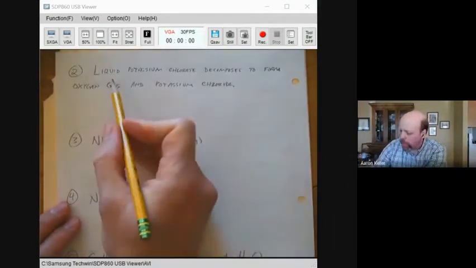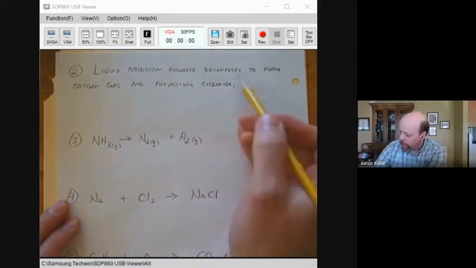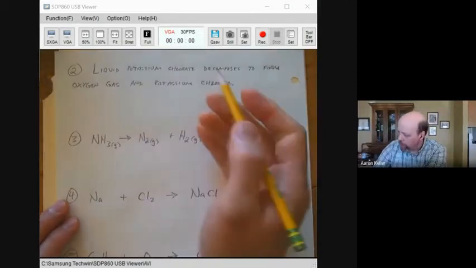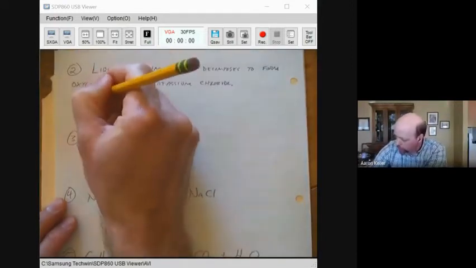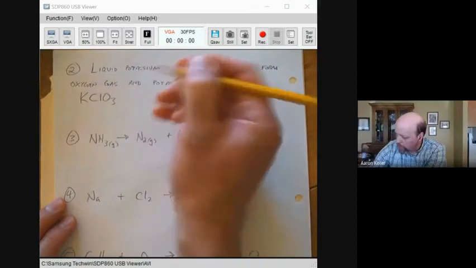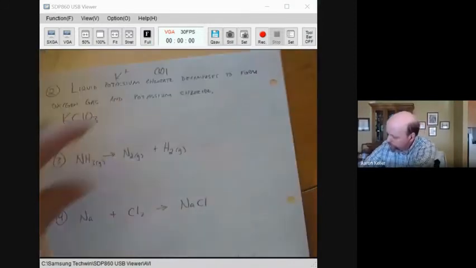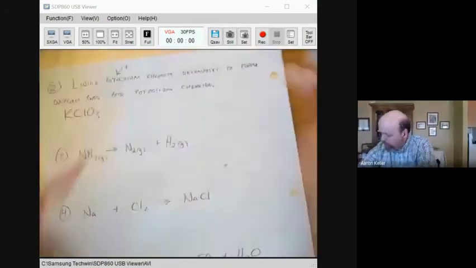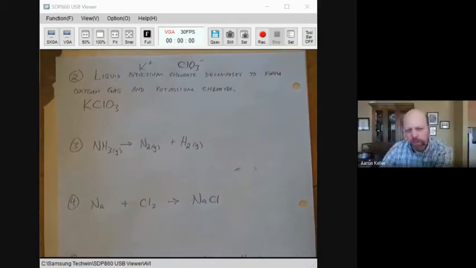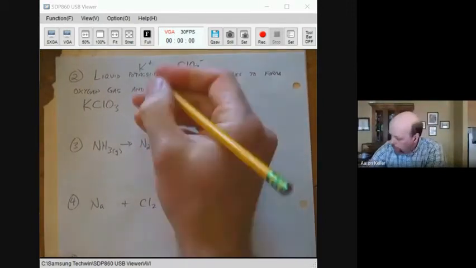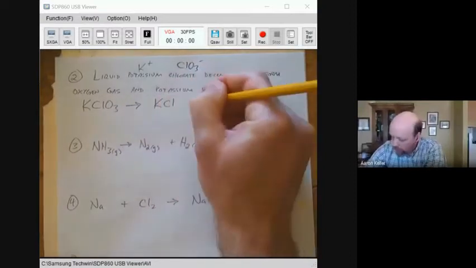So the second example is with liquid potassium chlorate. And it says it decomposes to form oxygen gas and potassium chloride. Okay, so liquid potassium chlorate is potassium ions and chlorate ions, where they balance out 1 to 1 because each one is plus or minus 1. And then potassium chloride is one of our products. Doesn't matter what order they're written in.